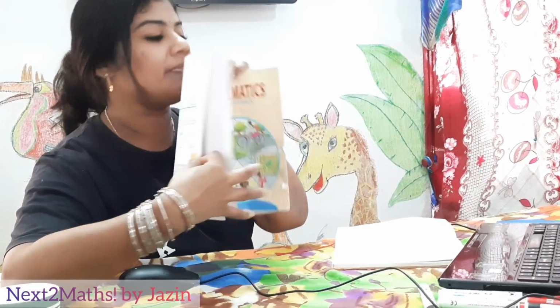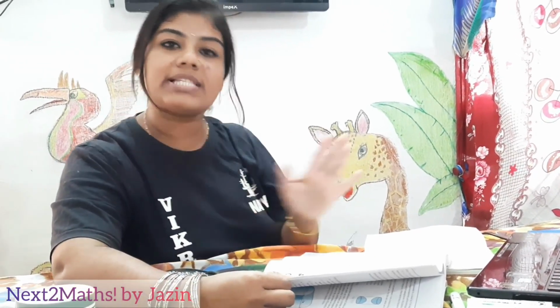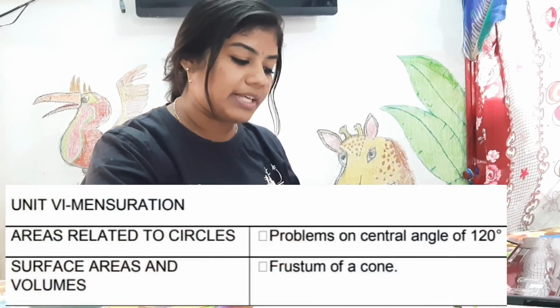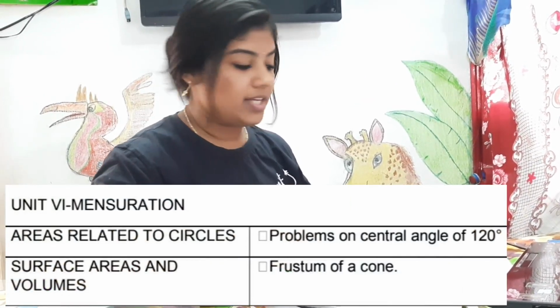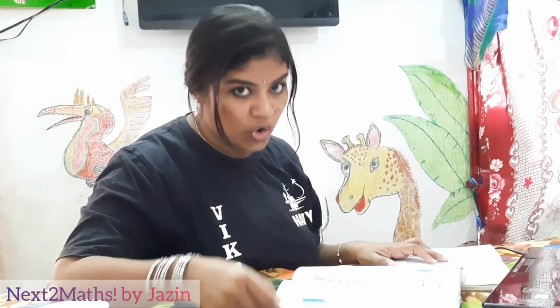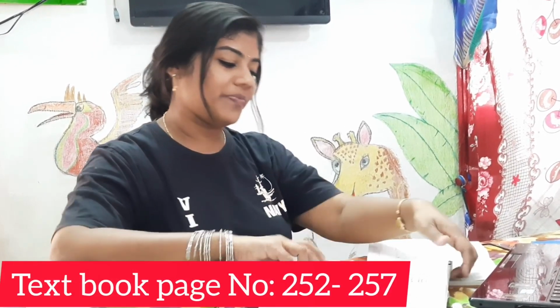Okay, so coming to the next chapter, surface area and volume. This is your chapter number 13. Surface area and volume. There is a topic that is completely removed. Which topic is that? You want to know? Frustum of a cone. That topic is removed completely. Chapter number 13, exercise 13.4 is also removed completely. Take page number 252, all of you. Yes. Can you see?